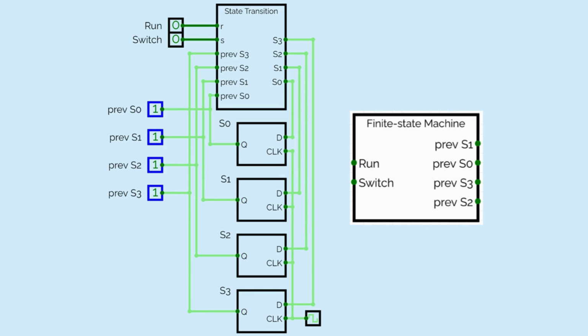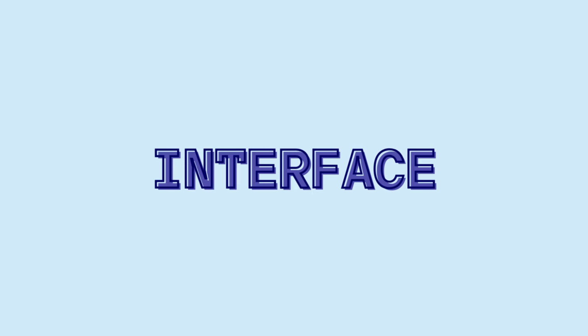This circuit also requires input values for run and switch. The output of this circuit will be the previous or current state of the chess clock, which will be displayed on a LED in the decimal format. Regarding the interface of the chess clock, here's how it appears on CircuitVerse.